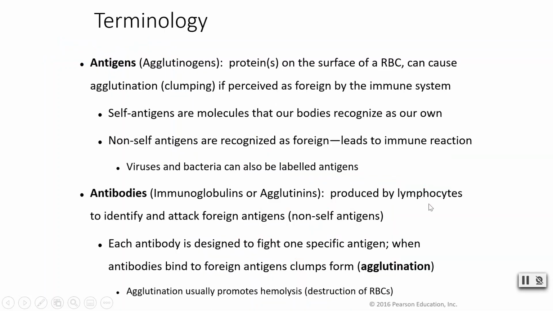Then there are non-self antigens. Okay? Your body should recognize these as foreign, which will trigger an immune response. Okay? Viruses and bacteria also have their own antigens, and these are hopefully recognized as foreign. This triggers an immune reaction, so your body tries to destroy these.